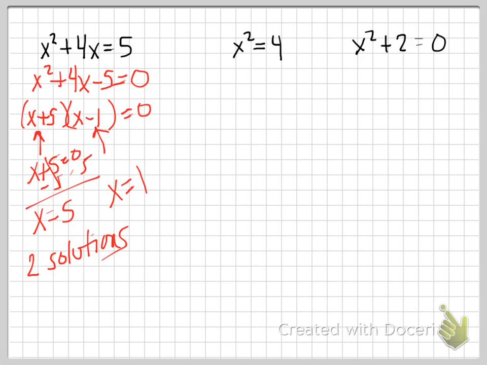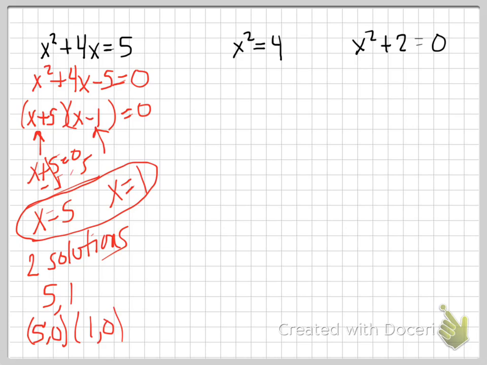And my solutions are right there. I can also write them just as 5, 1, but just don't put parentheses around. Or I could write it as 5 and 0 and 1 and 0, the 2 points at which it crosses. Okay, next problem. I'm just trying to give you some practice problems.